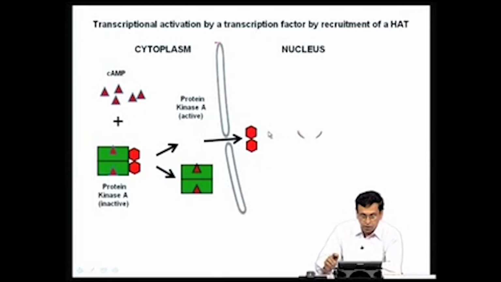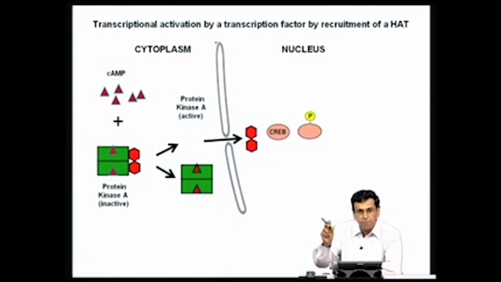Now, this catalytic subunit phosphorylates a very important transcription factor called CREB. CREB stands for cyclic AMP response element binding protein. Why is it called that? Because this protein goes and binds to specific sequences called cyclic AMP response elements, which are present in the promoters of genes which are activated in response to cyclic AMP. So, if there are certain genes which are getting activated in response to cyclic AMP, it means that these genes contain cyclic AMP response elements, and these elements need to be bound by CREB.